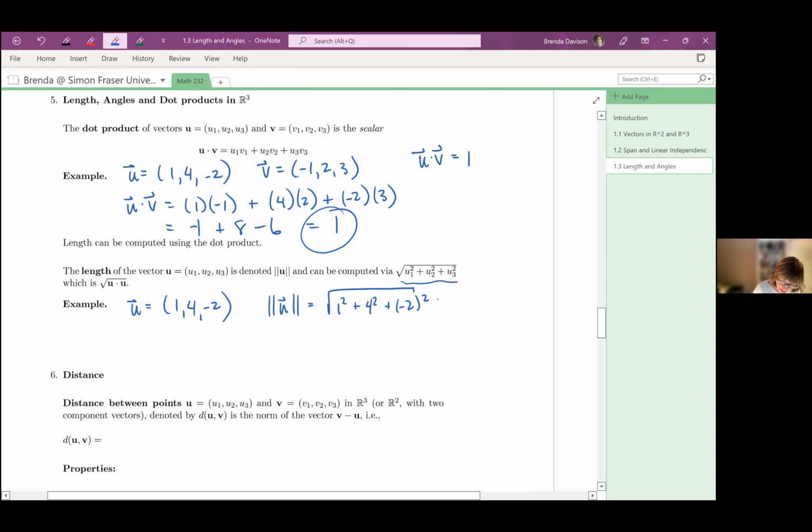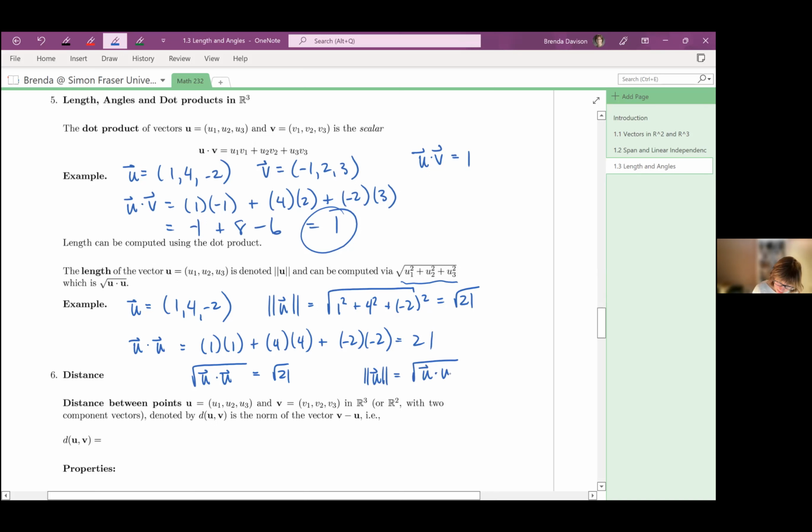We've done this before. That is the length of u, and that works out to be the square root of 21. Now let's take the dot product, u dot u, and that is equal to 1 times 1 plus 4 times 4 plus minus 2 times minus 2, and that's equal to 21. And then you can see that the square root of u dot u is equal to the square root of 21. So it is the case that the norm, we saw this before too, the norm of u is the square root of the dot product.